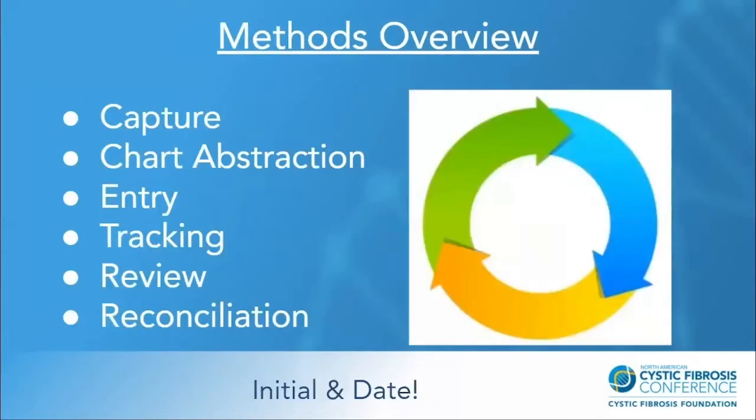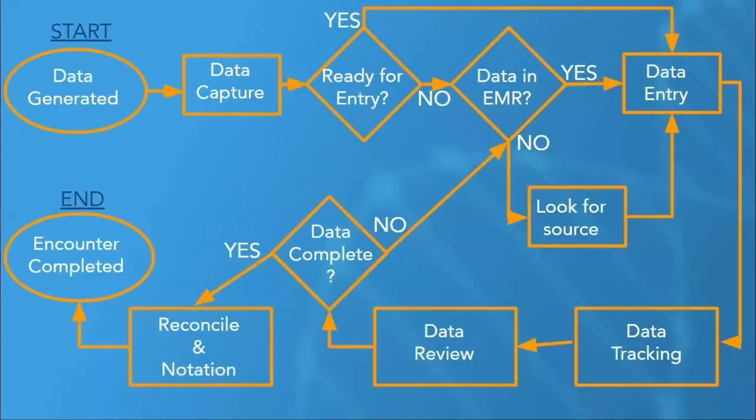The data entry process as a whole that I've formulated consists of 6 steps: capturing the data, abstracting data from the chart, entering data into Port via encounters, tracking submitted data in spreadsheets, reviewing tracked data in Port and the spreadsheets, and lastly, reconciling verified data. And all the while, I am notating my initials and date in the spreadsheets as a way to timestamp completed steps within the data reporting process. Here is a flow map of my system.